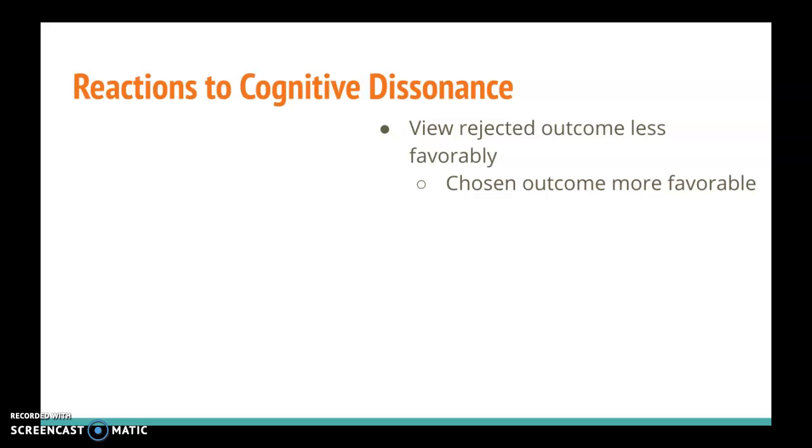two outcomes. So they could have gone with option A or option B, and they ended up going with option A. So they spin the story that option B was less desirable for this, that, or the other reason, and that's what made them choose option A, which is so much better than option B. So they're viewing the rejected outcome less favorably and viewing their chosen outcome much more favorably.